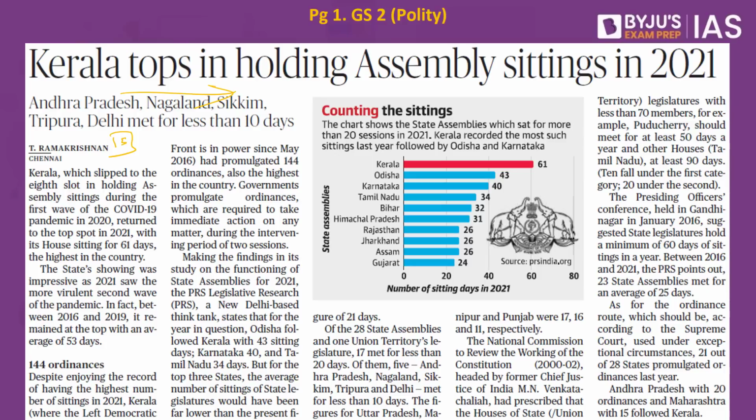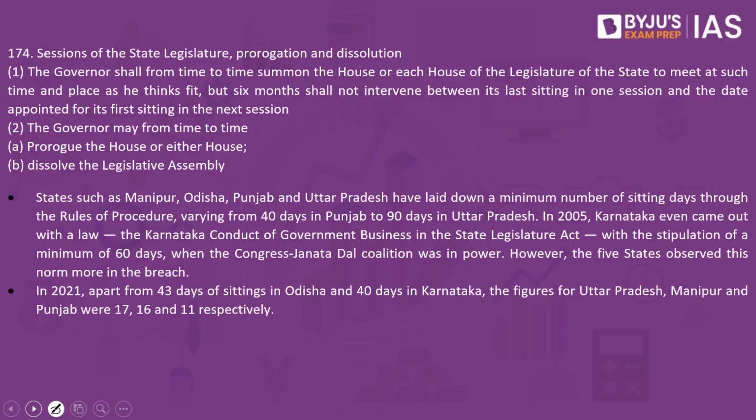Where is it in the Indian Constitution? We have one of the important articles called Article 174. It says sessions of the state legislature, prorogation and dissolution. The governor shall from time to time summon the house or each house of the legislature of the state to meet at such time and place as he thinks fit, but 6 months shall not intervene between its last sitting in one session and the date appointed for its first sitting in the next session. So Article 174 of the Indian Constitution clearly specifies about the sitting when it comes to the state legislatures.